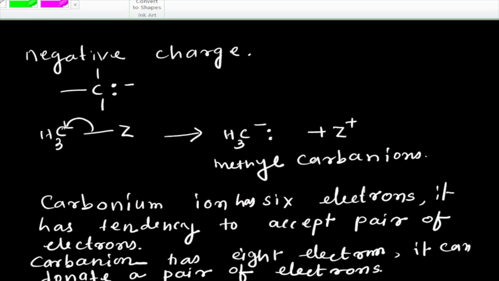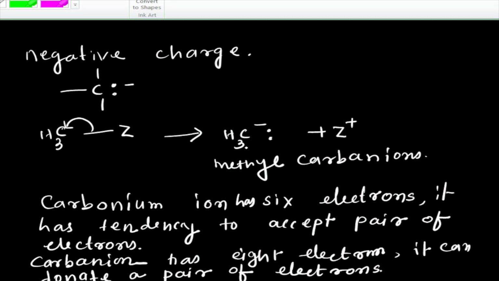Then what happens if it is a negative charge? See, this is carbon. In carbon, 3 bonds are there, and on the side there is one pair of electrons with a negative charge. Now it is a carbanion ion. For example, you can take CH3-Z, where you can observe that Z is less electronegative and C is more electronegative compared to Z. That is why this pair of electrons comes to this carbon. Then what happened? C acquires the pair of electrons with a negative charge and Z becomes positively charged.